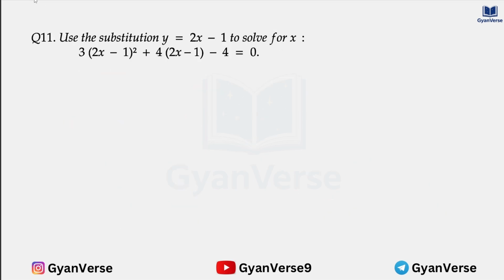Now moving on to the next question. Here, use the substitution y equals 2x minus 1 to solve for x. So the equation is given. You are given y equals 2x minus 1. So wherever you see 2x minus 1, place y. You will write 2x minus 1 as y. So it will become y square plus 4y minus 1 equals 0. So the equation will become 3y square plus 4y minus 4 equals 0. Now what you have to do is split this 4y into 2.